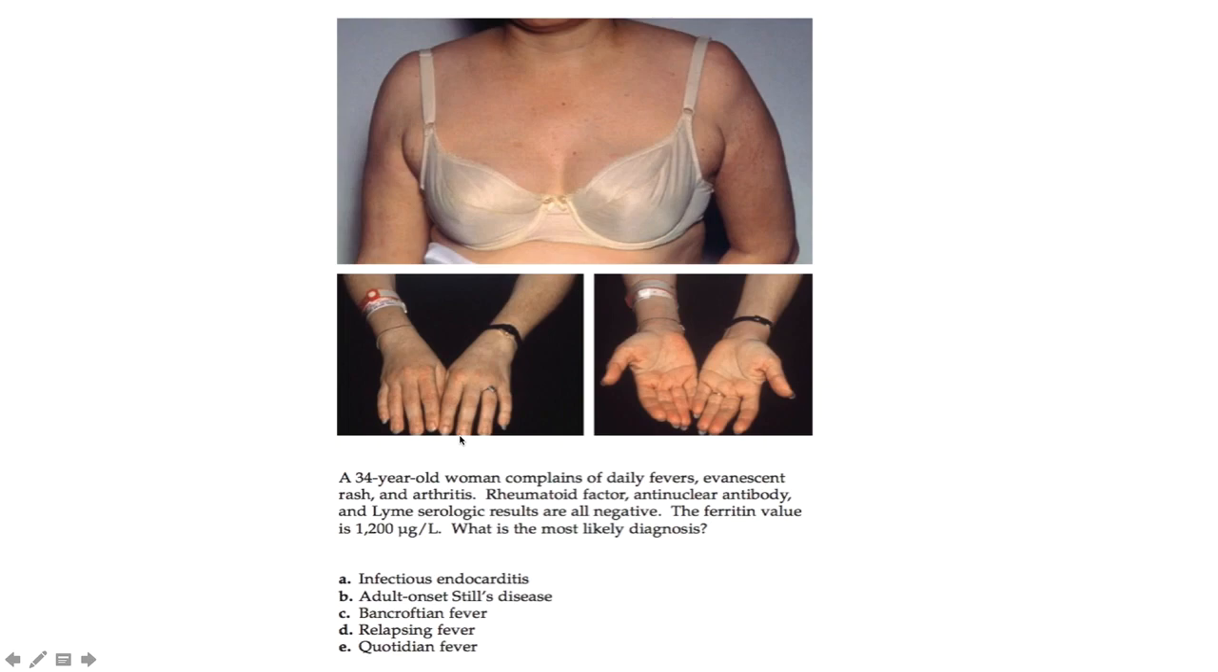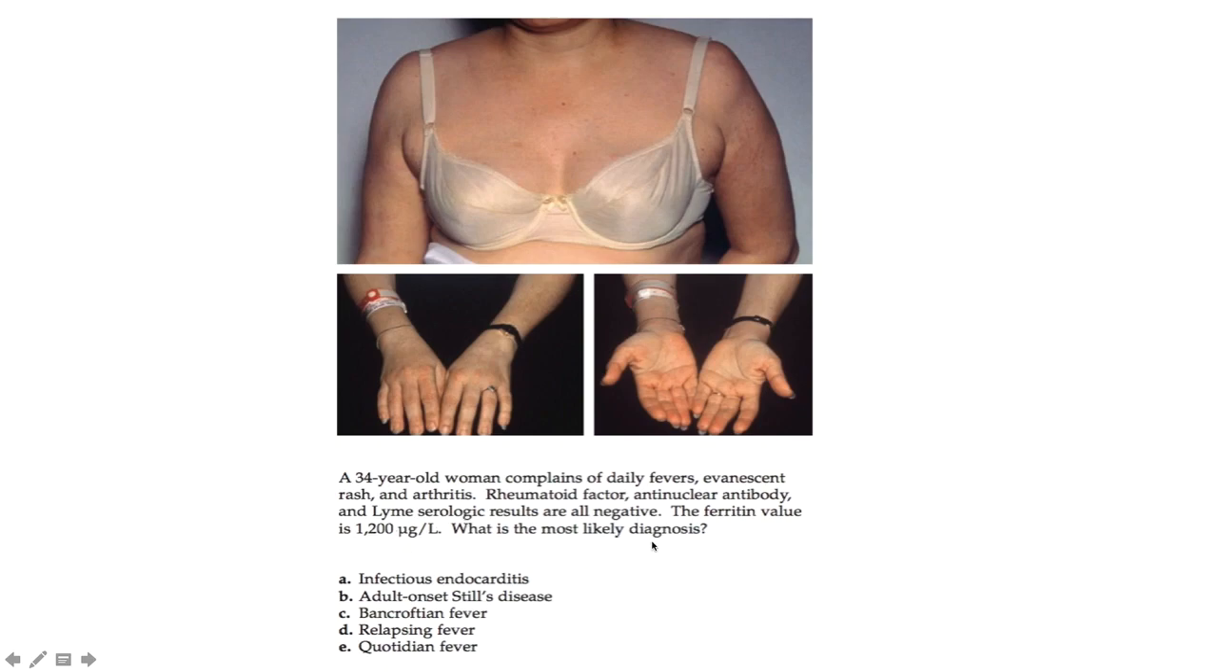Okay, to keep things fresh and exciting, a beautiful OSCE question from the Mayo Clinic. Let's go. A 34-year-old woman complains of daily fevers, evanescent rash. Now, not the rock band Evanescent. You know that song, My Immortal, I think it was called. No. You're speaking to the rash here, okay? Let's focus. And arthritis. Rheumatoid factor, antinuclear antibody, and Lyme serology are negative. The ferritin value is a whopping 1,200 micrograms per liter.